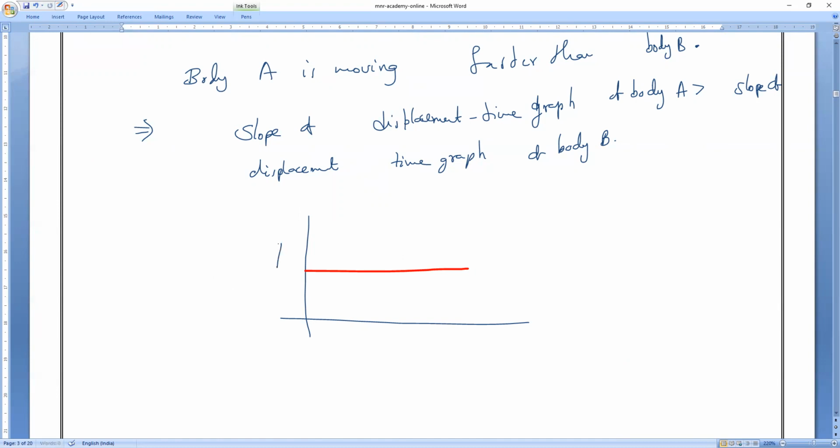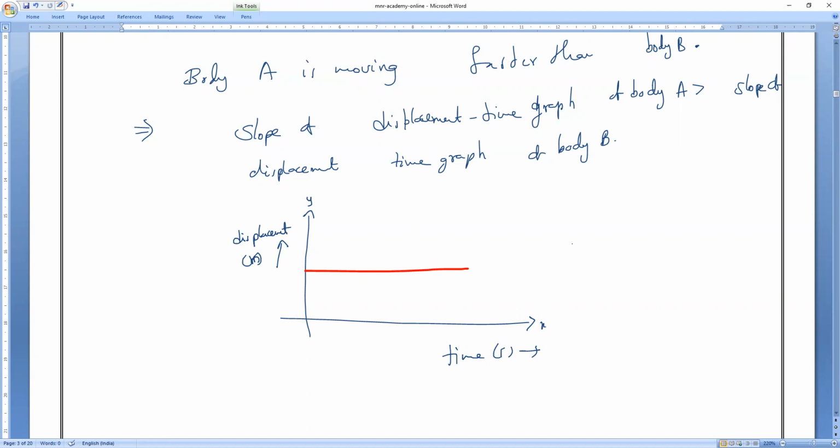So this is the displacement. And this is the time. Can you tell me now what the velocity is? Everybody? Zero. Why is it zero? Anybody can tell me?